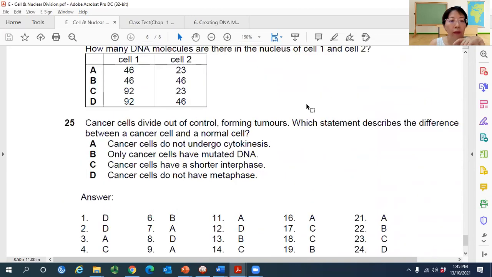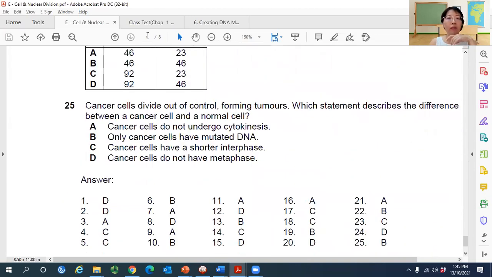Okay. 25. Cancer cells divide out of control, forming tumors. Which statement describes the difference between a cancer cell and normal cell? Okay, cancer cells do not undergo cytokinesis. Of course, wrong, right? Because it will continue to divide, isn't it? Then cytokinesis is the last stage of cell division. Then only cancer cells have mutated DNA. No lah. Normal cells also have mutated DNA.